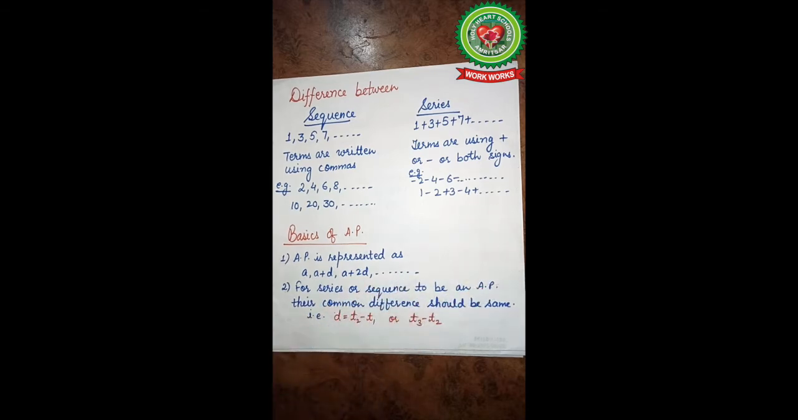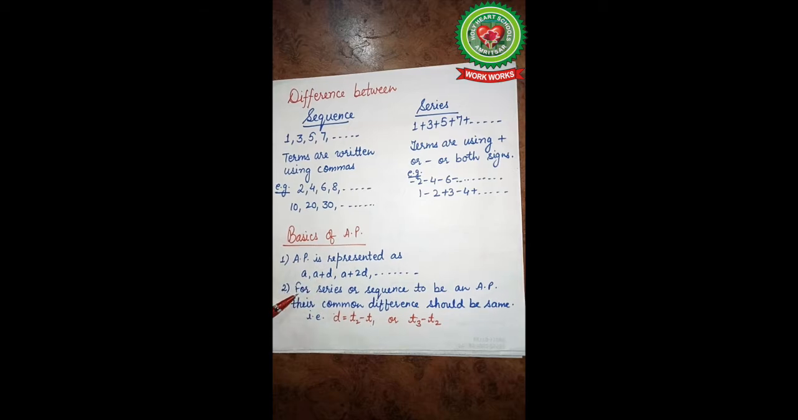Now, as we have done AP in the 10th standard, let's recall the basics of an AP. First of all, AP is represented as a, a plus d, a plus 2d and so on, where a is the first term, d is the common difference. And second, a very important property: for any series or sequence to be an AP, their common difference should be the same, that is second term minus first term or third term minus second term, it must be the same.